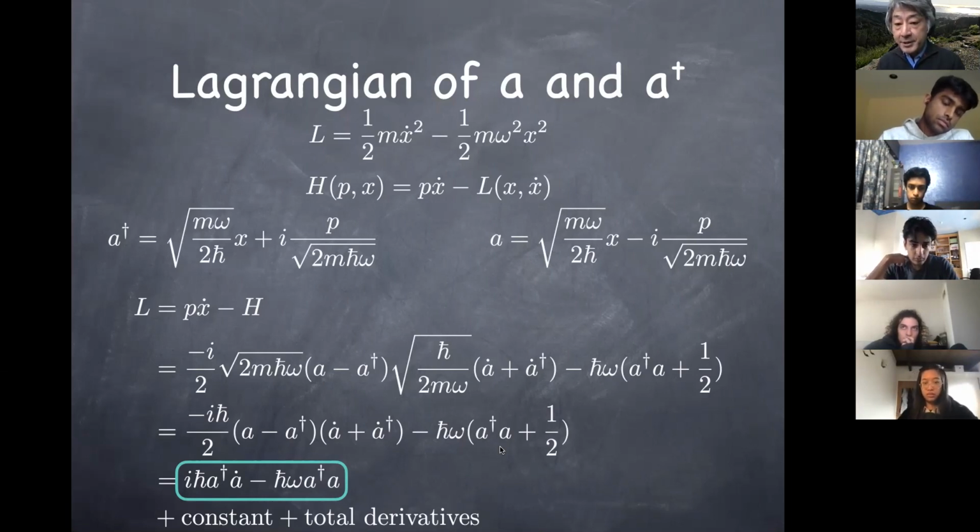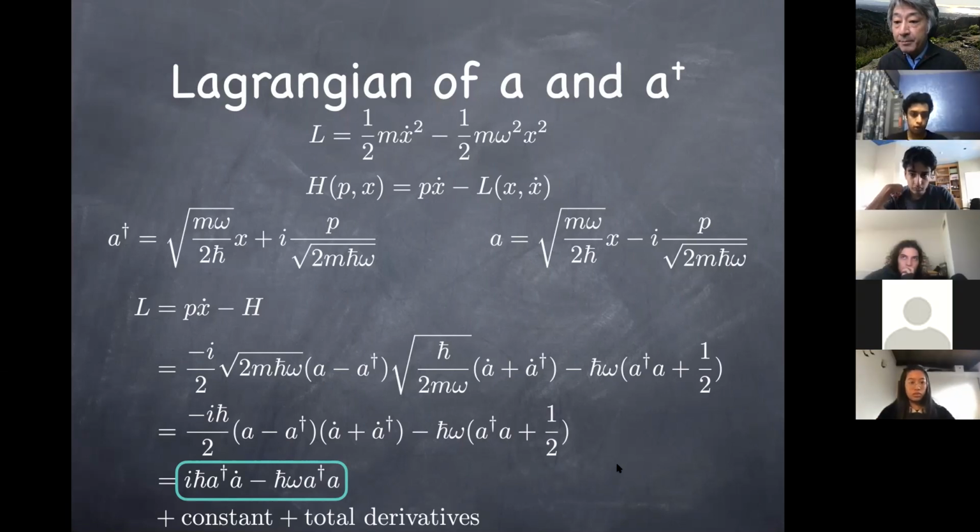Okay, any questions here? What is A dot signifying? A dot, the dot is Newton's notation for the time derivative. I'm sorry I didn't mention that. Any other questions? Thank you, Andy, for the clarifying question.